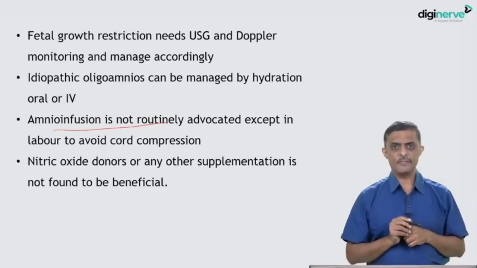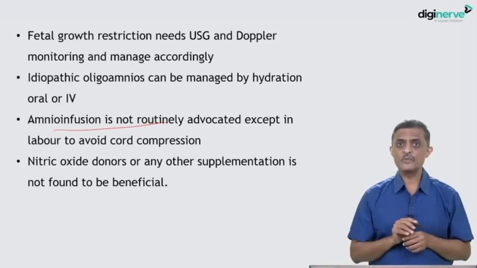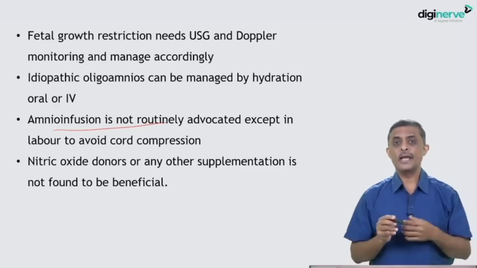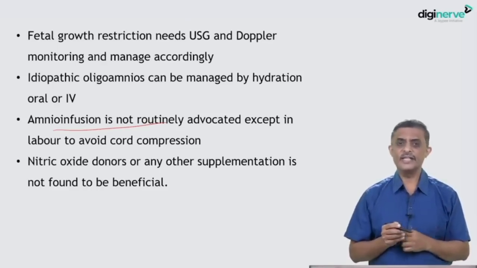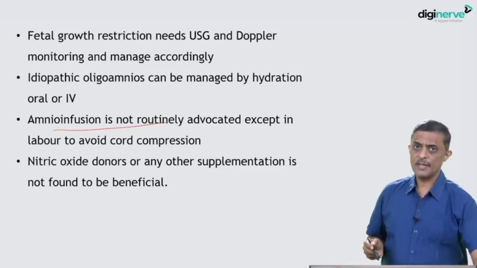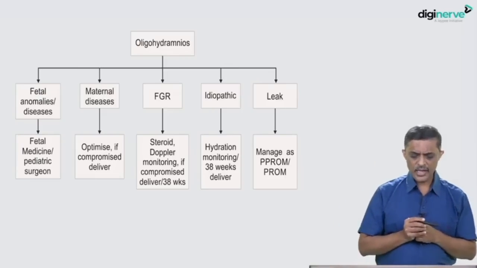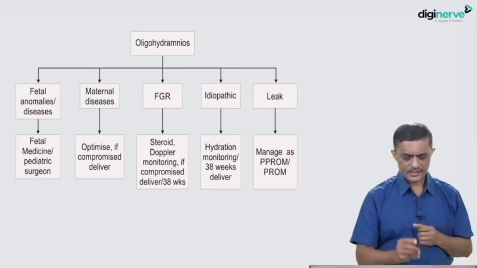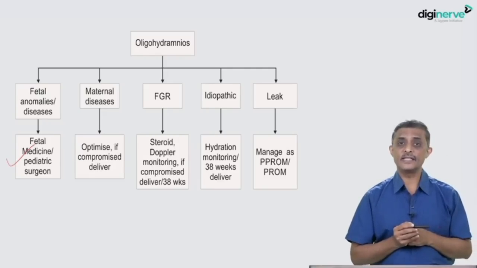Nitric oxide donors, especially the isosorbide nitrate, which is being used by many people with an intention to cause vasodilatation and good circulation to the baby, are not evidence-based, have not been found to be beneficial, but people still use this, right? So oligohydramnios, to summarize, fetal anomalies or diseases, you go for pediatric surgeon's opinion and fetal medicine expert consultation might help.